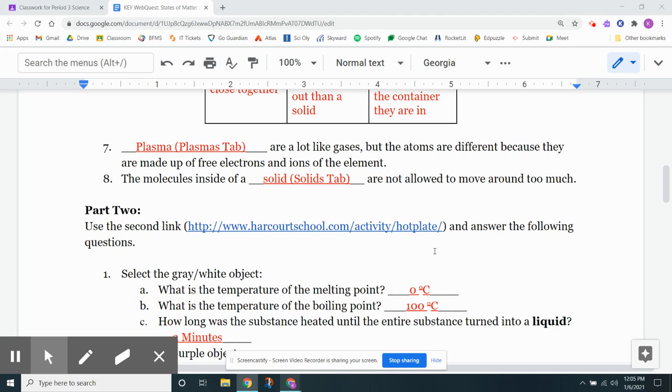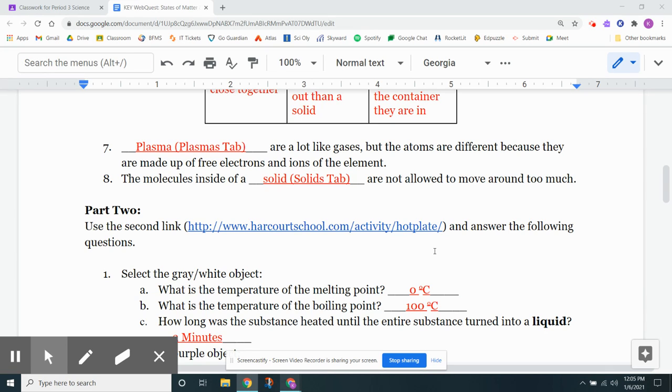7 is kind of the introduction to the fourth state of matter that is less talked about, and that is plasma, right? So plasmas are a lot like gases, but the atoms are different because they are made up of free electrons and ions of the element. So the difference there is it's essentially a gas that has an electric current running through it.